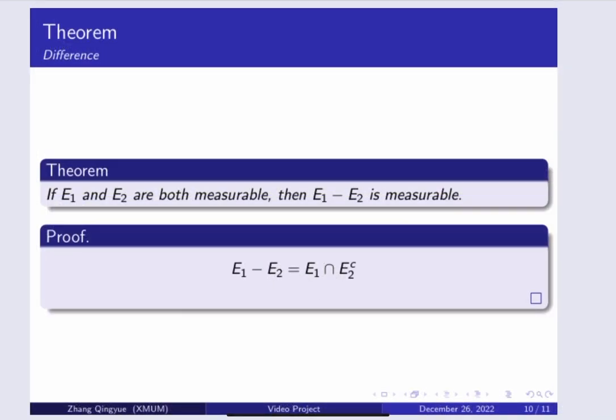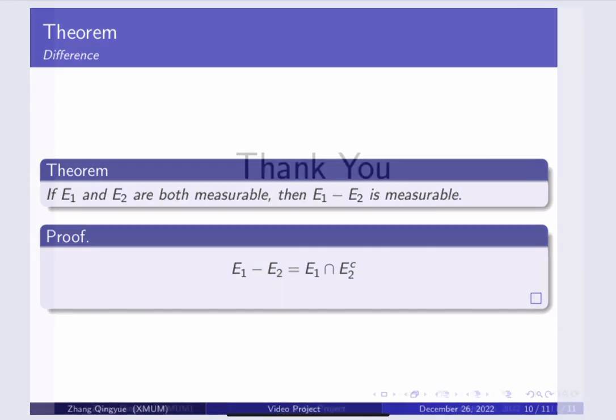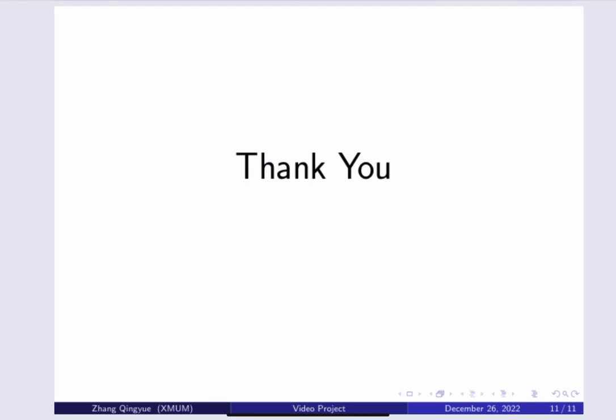Then comes today's last theorem, about the difference. If E1 and E2 are both measurable, then E1 minus E2 is measurable. We have E1 minus E2 equals the intersection of E1 and the complement of E2. The complement of E2 is measurable, and the intersection of two measurable sets is measurable. So E1 minus E2 is measurable. And that's all of today's presentation.